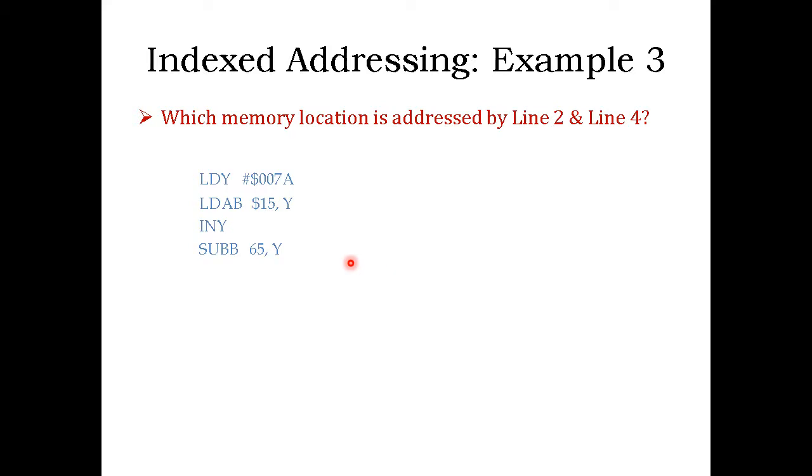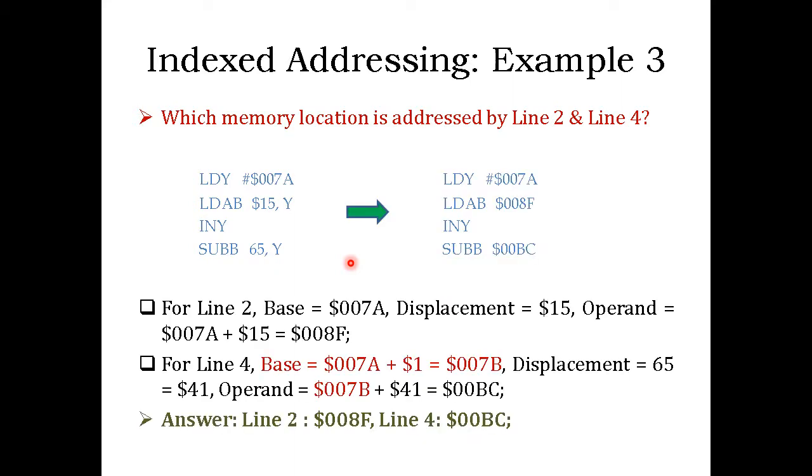Remember I said it can be x or y because we have 2 different index addressing. And how can I calculate it? I think I just did everything at once because we now understand a little bit better. But here is the catch. We have indexed addressing in line number 2. We have indexed addressing in the line number 4, right? So for line number 2, it was actually easy because the base address is 007A, right? Because that is the content of index register y in the first line. And we also know the displacement, which is 15 in hex.